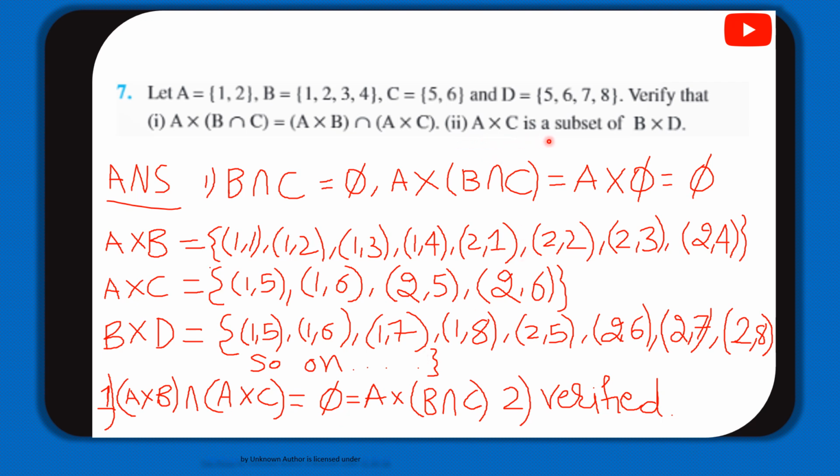A × C is a subset of B × D. A × C, we write it: (1,5), (1,6), (2,5), (2,6). Now make B × D: (1,5), (1,6), (1,7), (1,8), (2,5), (2,6), (2,7), (2,8), (3,5), (3,6), (3,7), (3,8), (4,5), (4,6), (4,7), (4,8). Okay.